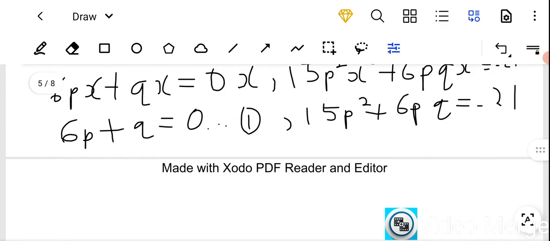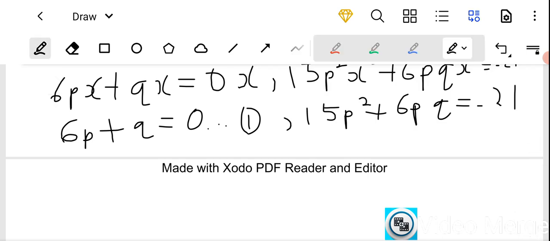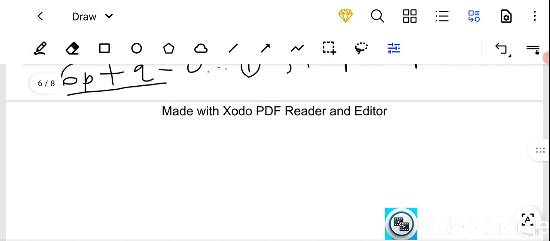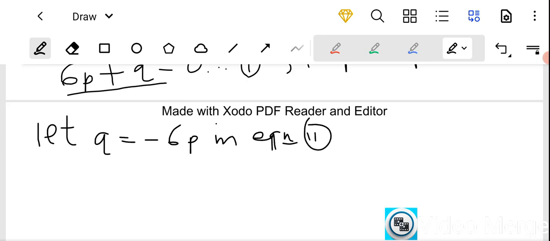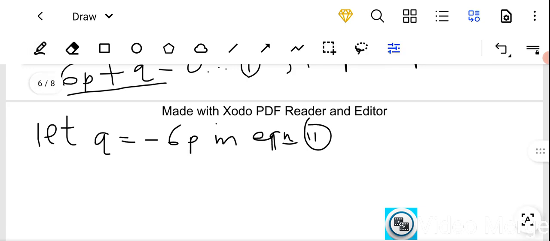And then we can see that here q is that. So we can just say let q be equal to something in this equation because we have a 6 like that. So we'll just proceed like that. We'll say let q be equal to negative 6p in equation 2.